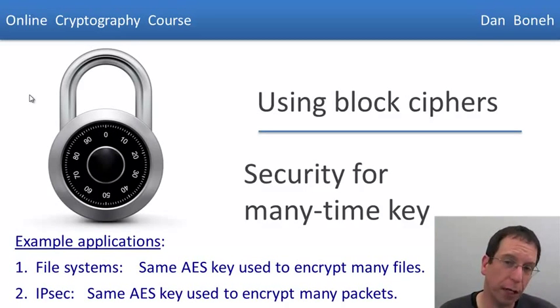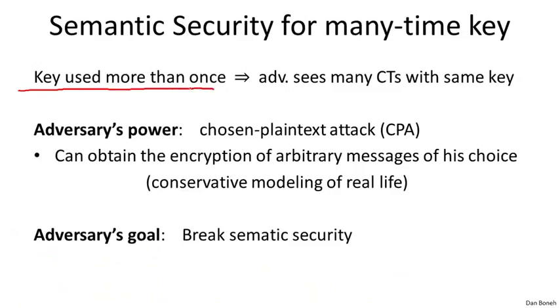The first thing we need to do is to define what it means for a cipher to be secure when the same key is used to encrypt multiple messages. When we use the key more than once, the adversary gets to see many ciphertexts encrypted using the same key. As a result, when we define security, we're going to allow the adversary to mount what's called a chosen plaintext attack. In other words, the adversary can obtain the encryption of arbitrary messages of his choice. So for example, if the adversary is interacting with Alice, the adversary can ask Alice to encrypt arbitrary messages of the adversary's choosing, and Alice will go ahead and encrypt those messages and give the adversary the resulting ciphertexts.